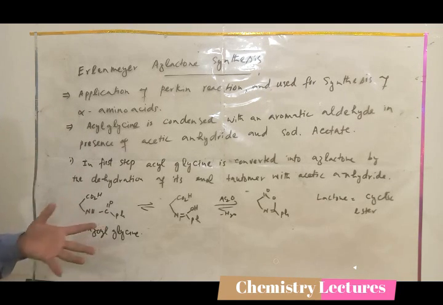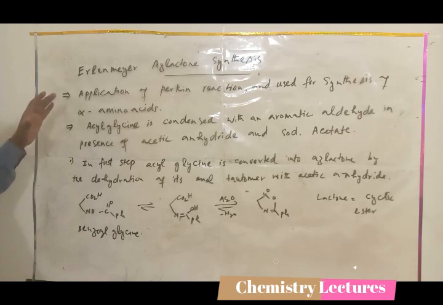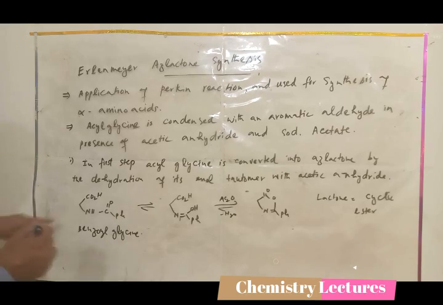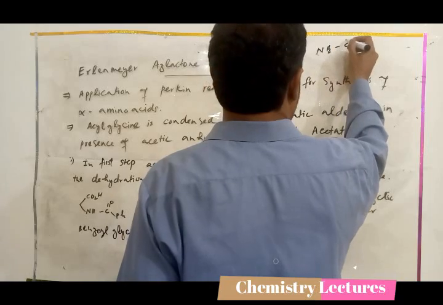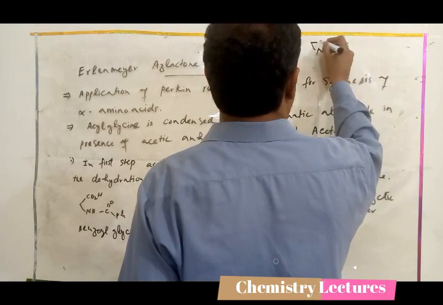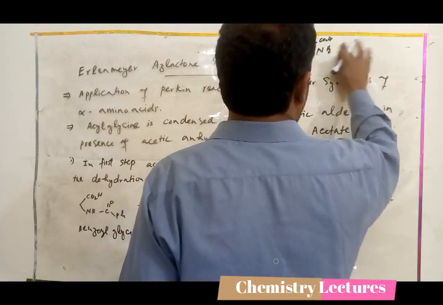acids. You know what alpha amino acids are? So this is used for the synthesis of alpha amino acids. In this Erlenmeyer Azlactone synthesis, what happens is that an acyl glycine is used. You know the glycine formula. Glycine is an amino acid, and this is the formula of glycine.